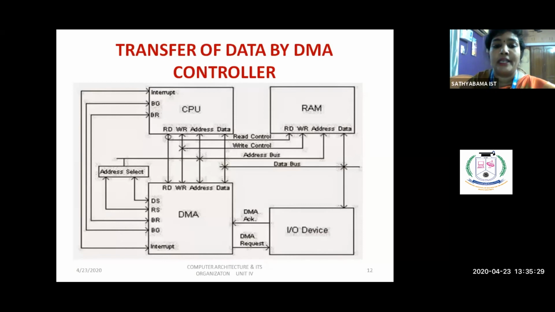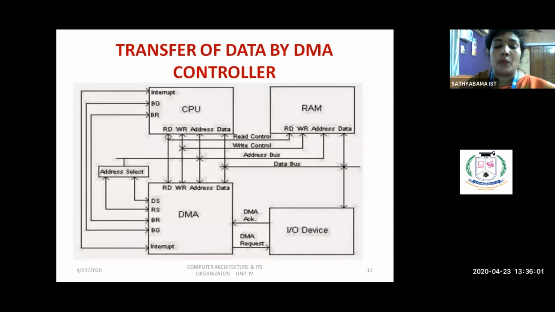So here you have read, write signals which are interconnected to your CPU, DMA and RAM. Then you have address bus. Address bus is connected to your CPU, DMA and RAM. And you have data bus. Data bus is also connected to your CPU, DMA and RAM. And you have address select lines which is used to select your DS and RS.